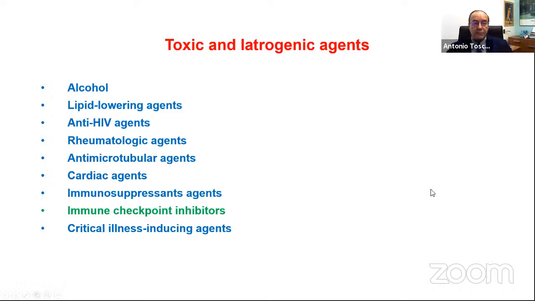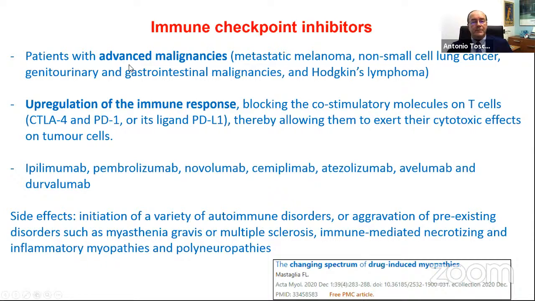So now a different group of agents. This is a quite new group, because you know that immune checkpoint inhibitors are especially used for, unlucky, subjects with advanced malignancies. You see metastatic melanoma and Hodgkin's lymphoma and so on. And these agents can provoke an upregulation of the immune response, and we'll see in a scheme.